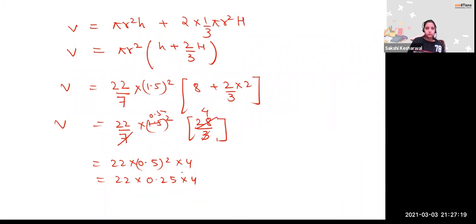Just do the calculation and you will see. Let me just check if I have made any mistake. I don't think so. Pi r square, r is 1.5. So after calculating, you will get this as 66 centimeter cube. This will be your answer.